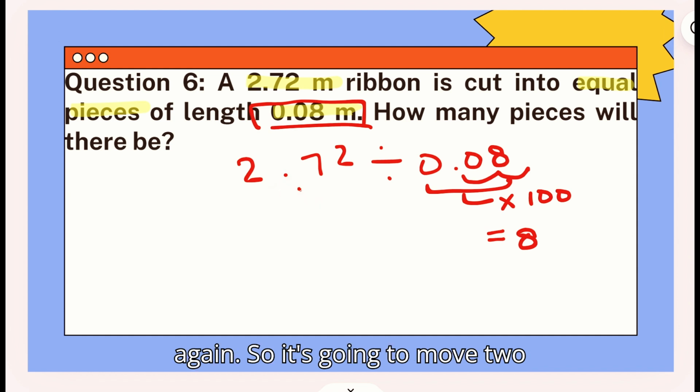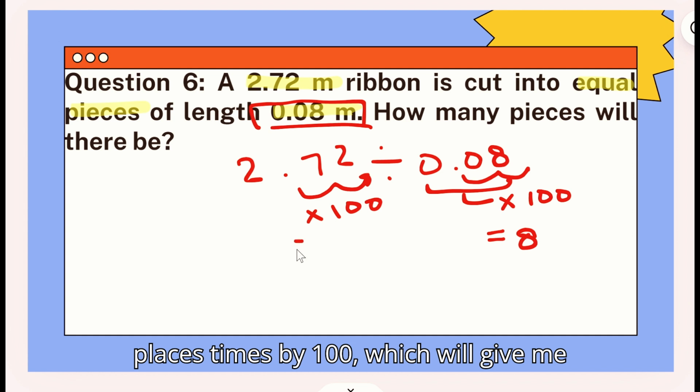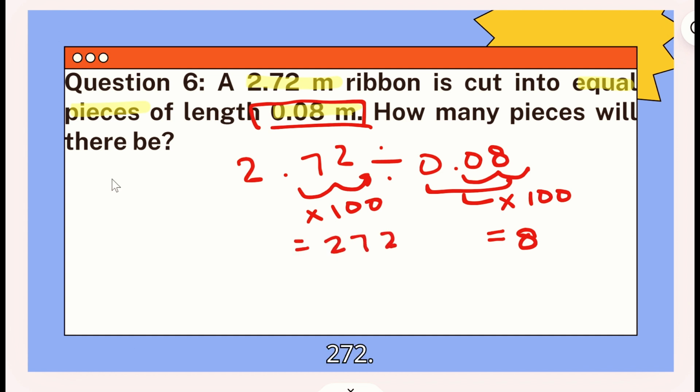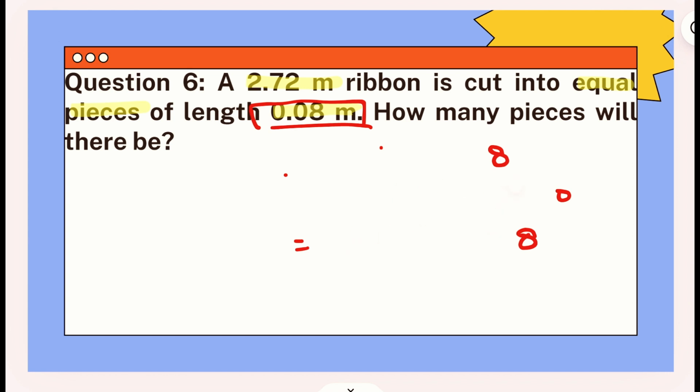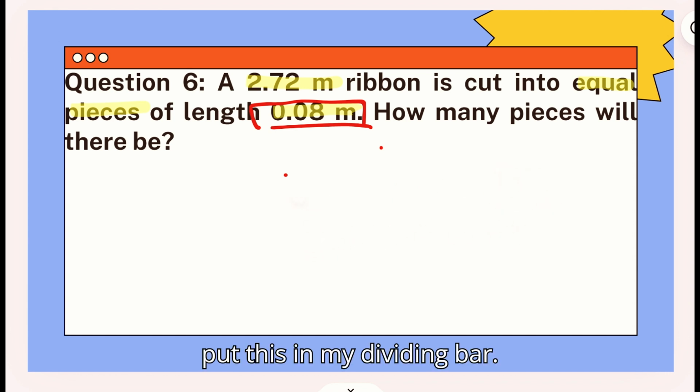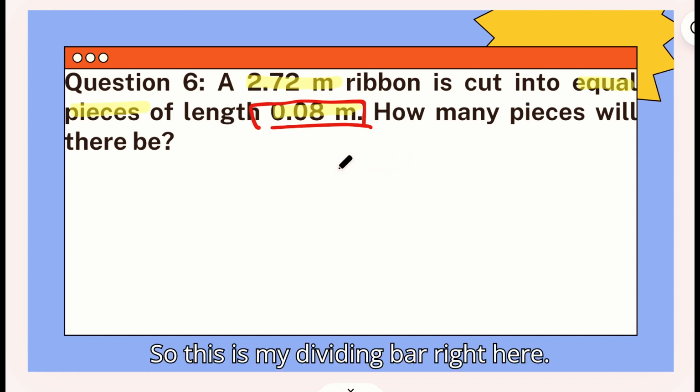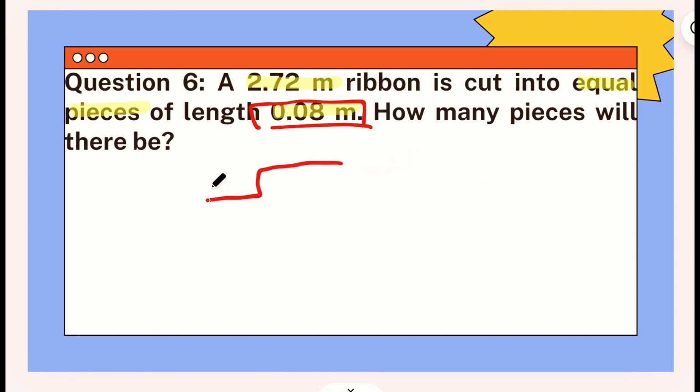I'm going to do that again, so it's going to move 2 places, times by 100, which will give me 272. Now 272 and 8, I'm going to put this in my dividing bar. So this is my dividing bar right here. 8 goes outside, 272 goes here.